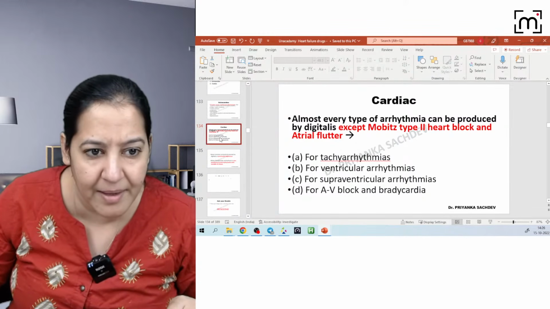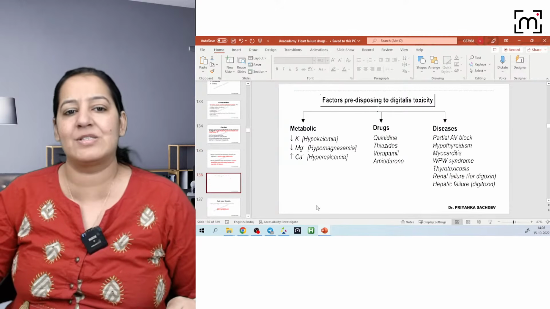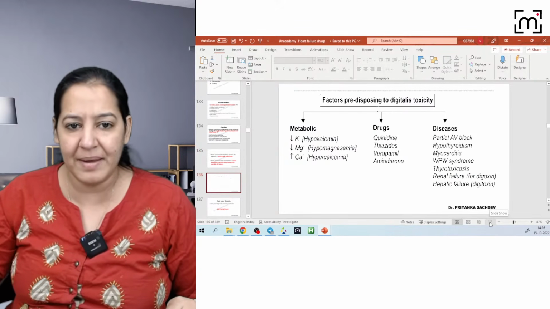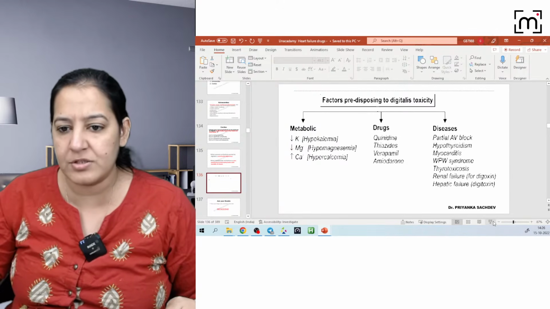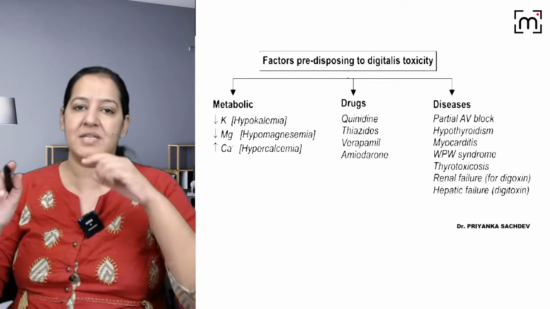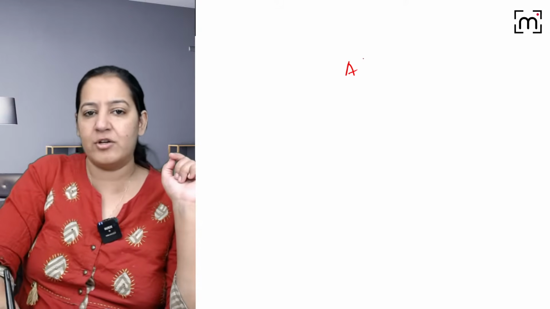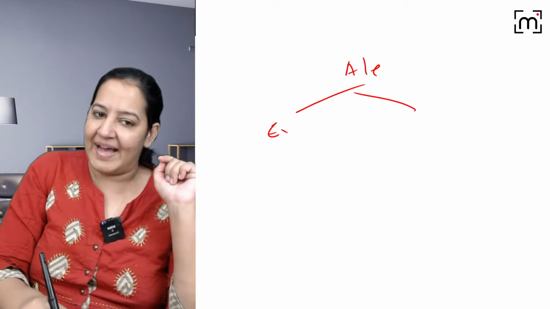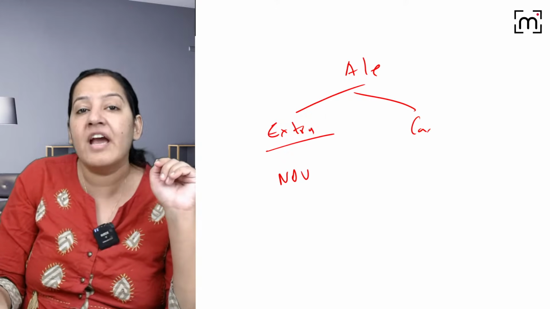Now it's time to see its toxicity. Yes, it's time to see its toxicity. Can you tell me the factors which cause the toxicity? Digitalis toxicity. Now you understood: adverse effects, I told you two types of adverse effects. The extracardiac is not very important, that's nausea and vomiting. It's okay. But the cardiac ones are the dangerous.